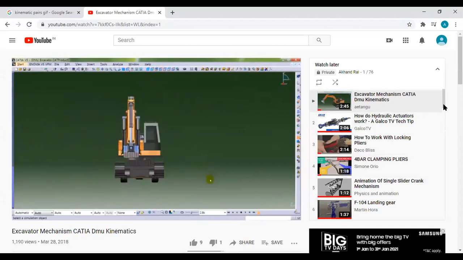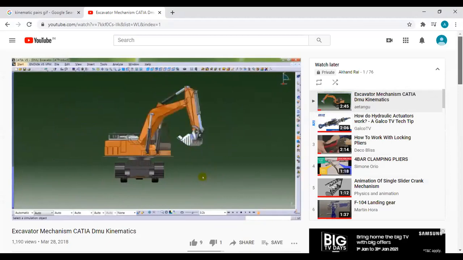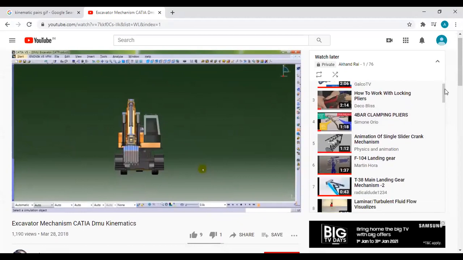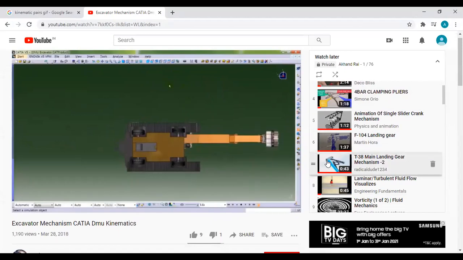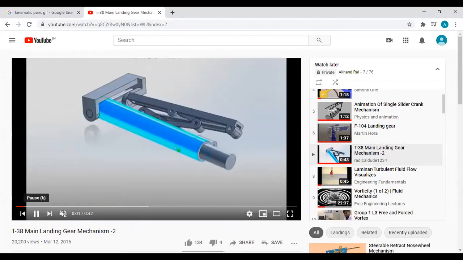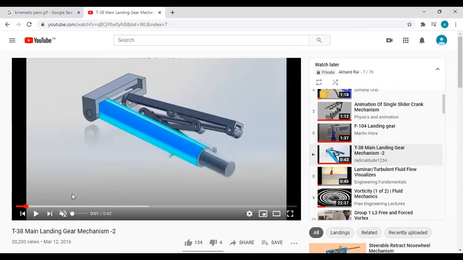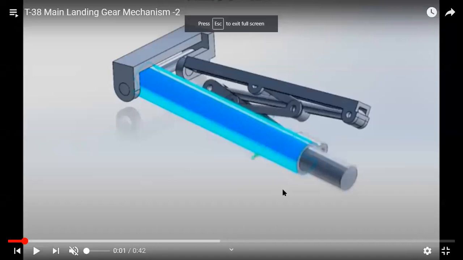This is also a very good example of a mechanism. Can you see this video? Yes, sir. Basically, this is the video of a landing gear. Do you all know where landing gear is used? Can you tell me where we use a landing gear mechanism? Airplanes, the aeroplane. Russian T-38.